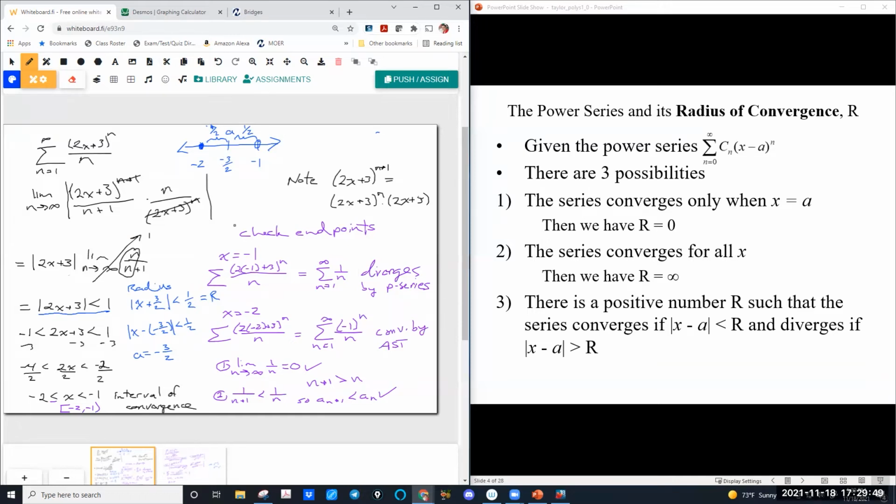So radius of convergence and interval of convergence are two sides of the same coin. They talk about where these things are converging, just represented differently. One is represented as a single value versus an interval. And with interval of convergence, because we're looking at the interval, we have to check the endpoints. With radius of convergence, we don't.